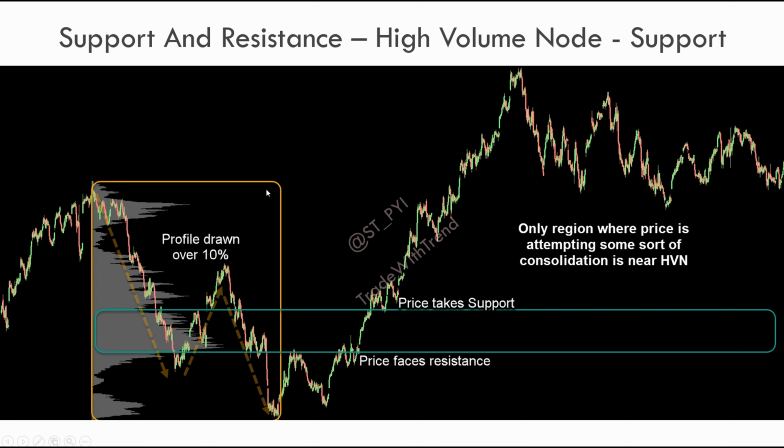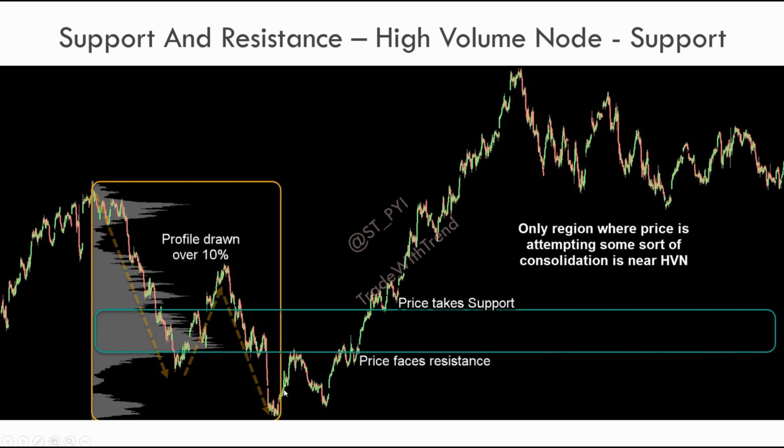So again, what I've shown here is this box where I've taken the swing high here and the swing low here. This is a profile which is drawn over a 10% move. So our first step is that we choose such a region that is 8 to 10%, draw a volume profile, then mark out the most relevant high volume node, which is this volume node, right?